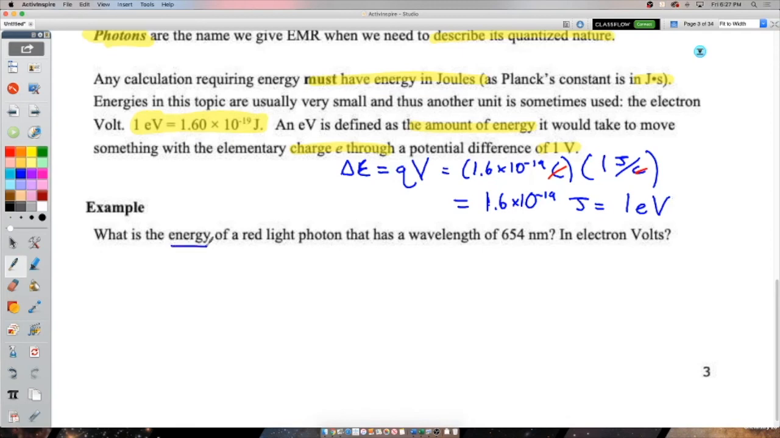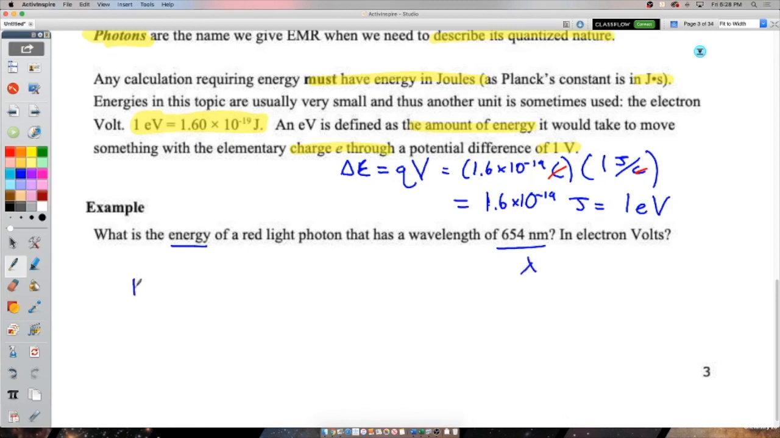So what is the energy of a red light photon? Remember, photon is just the word for this little packet of energy that we're kind of weirdly, to make the math work, assuming exists right now, okay? That has a wavelength of 654 nanometers. So that is the wavelength. And then we're going to find it in electron volts too.